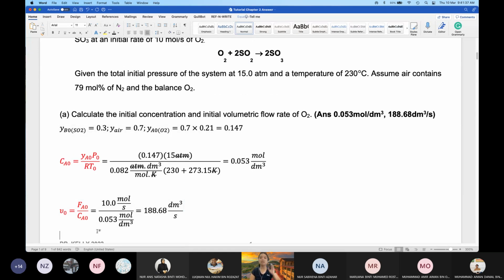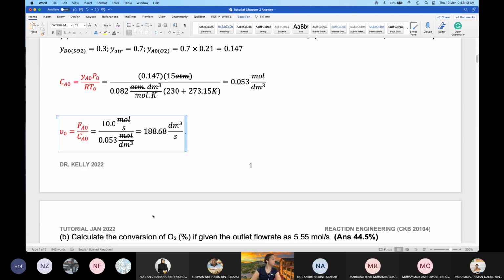So let's say you forget whether it is FA naught over CA naught, or CA naught over FA naught, or CA naught multiplied by FA naught. Just do unit cancellation, the easiest way for you to know. When you do the unit cancellation, I can cancel the unit of mole, and my dm cube goes to the top. I will get dm cube per second. Dm cube is volume, second is time. Volume per time is volumetric flow rate. So most likely your answer is correct. So you get the answer 188.68. Okay, so that's all for that question.